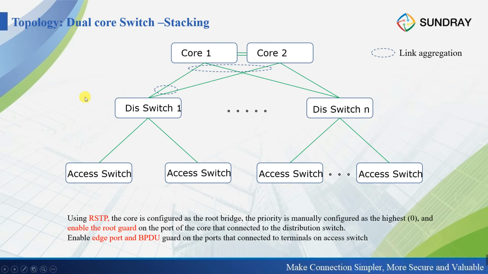And if we use dual core switches with stacking, that is similar to topology one. We just configure this port and this port as root guard, and we can still use RSTP. And for the access switches, we enable the edge port and the BPDU guard.